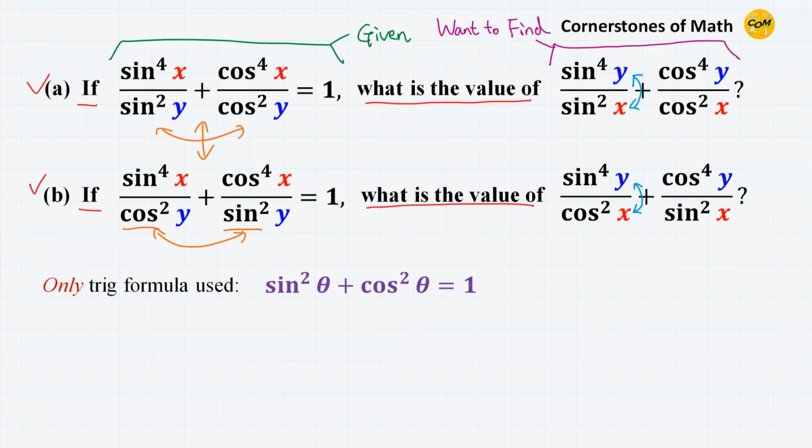And if you still think that this is complicated, I hereby tell you that the only trigonometry formula that I am going to use in this video is sine squared theta plus cosine squared theta equals 1. Of course, I will use some other polynomial-related formulas, but the only trigonometry-related formula used in this video is this: sine squared plus cosine squared equals 1. Alright, now let's get started.